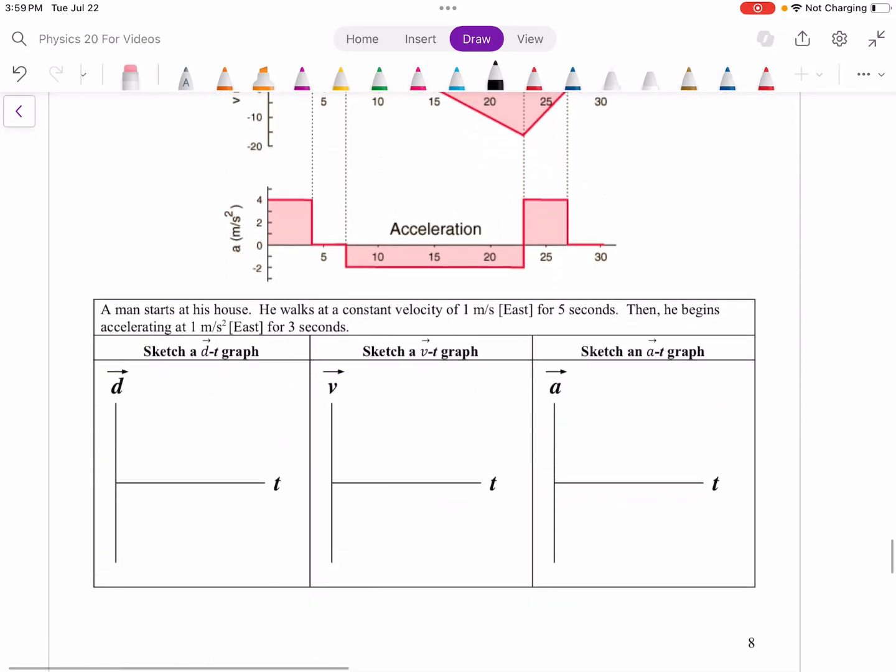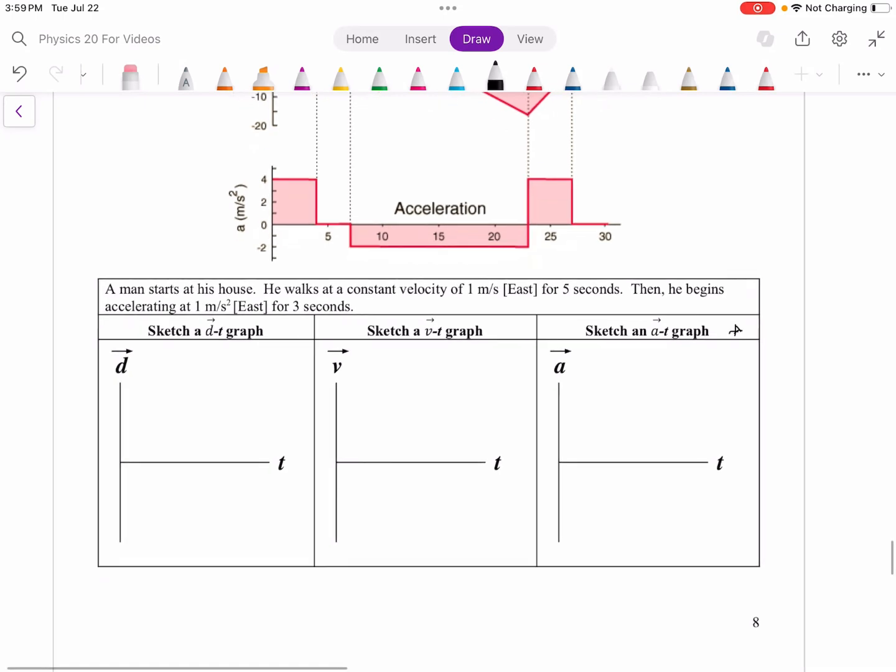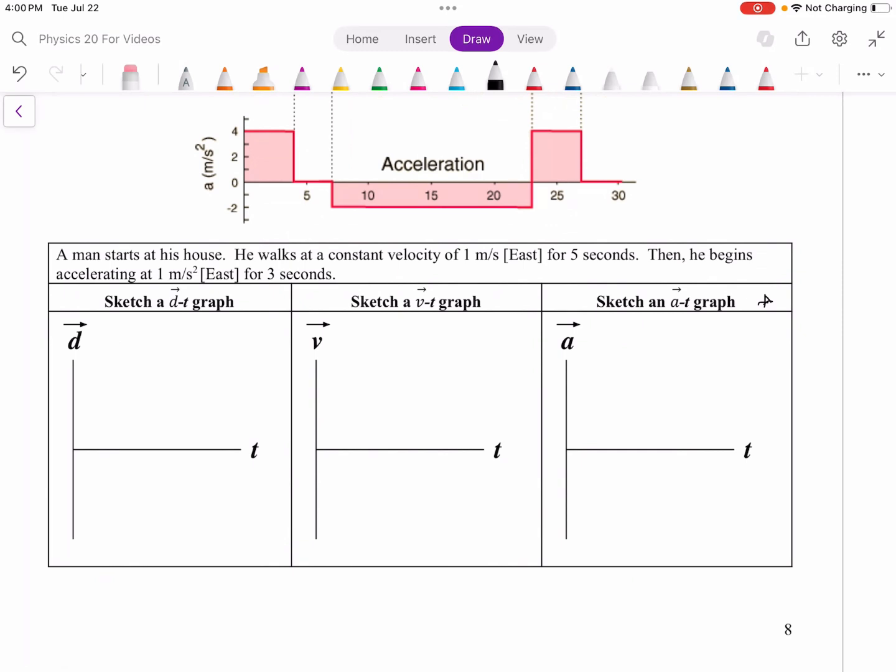All right, last example, sketching our own d-t, v-t, and a new one for us, the acceleration time graph. But honestly, those are usually pretty simple for Physics 20 because the accelerations are always constant. So a man starts at his house. He walks at a constant velocity of 1 meter per second east for 5 seconds. Then he begins accelerating at 1 meter per second squared east for 3 seconds. I'm actually going to do all 3 graphs for that first section, and then we'll continue it for all 3 with that accelerated motion.